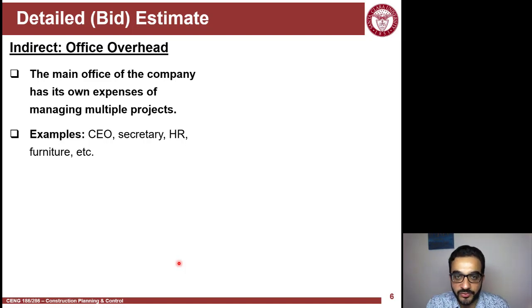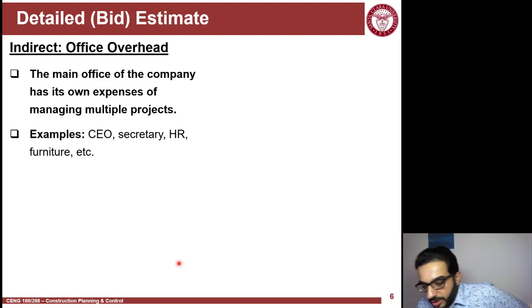Those are in the office, and without them, you can't get projects because you need a CEO to strategize for the company. You need salespeople to go and knock on the door of the owners and market for the company. You need estimators to bid for projects. So there is a lot of overhead and business administration and marketing and a lot of things.